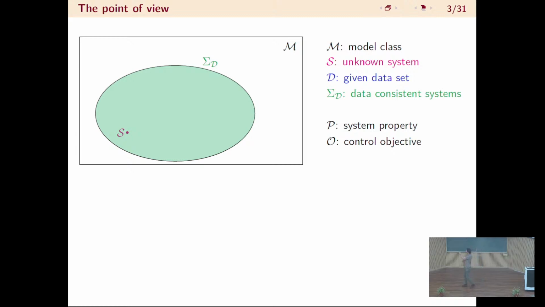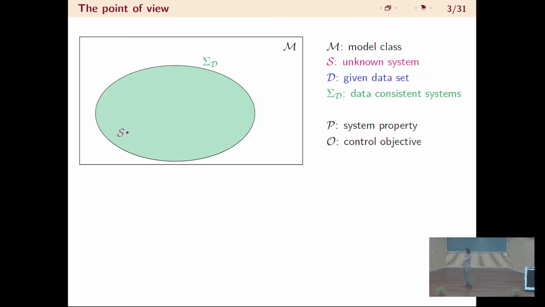Luckily though, we can collect some data, D, that is generated by this unknown system S. And on the basis of this data, we can make a distinction. There are systems in this model class, M, that are falsified by the data. So those are the systems over here. And those systems cannot generate this data D. So they're falsified. They cannot be the true system S. So we can discard them, we don't have to work with them.